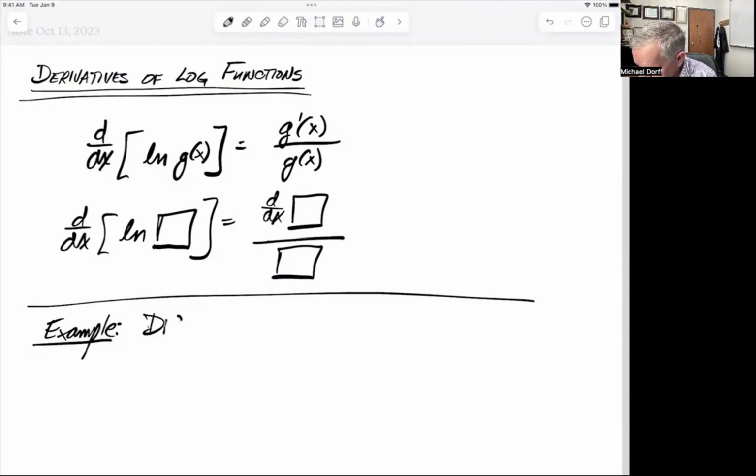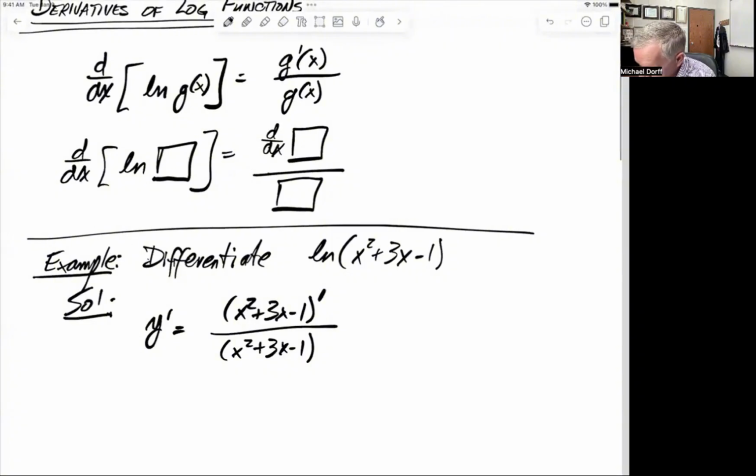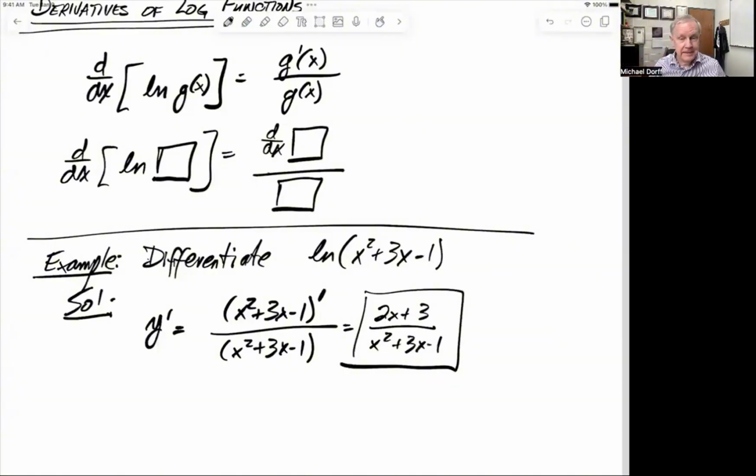So let's differentiate the following log function, the natural log of x squared plus 3x minus 1. All right, so what's the derivative of that? Well, by this rule, y prime is going to equal the derivative of what's inside the parentheses over what's inside the parentheses. So I've got x squared plus 3x minus 1. I want to take the derivative of that, put that on the top, and then put the x squared plus 3x minus 1 in the denominator. If I take the derivative of what's on the top, I can use the power rule, and I get 2x plus 3, and in the denominator, it just stays the same. And that's my answer. Pretty straightforward in an example like this.